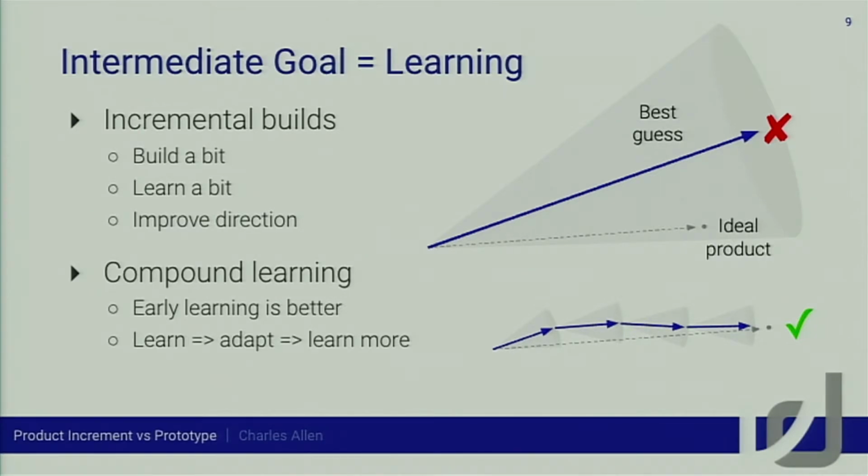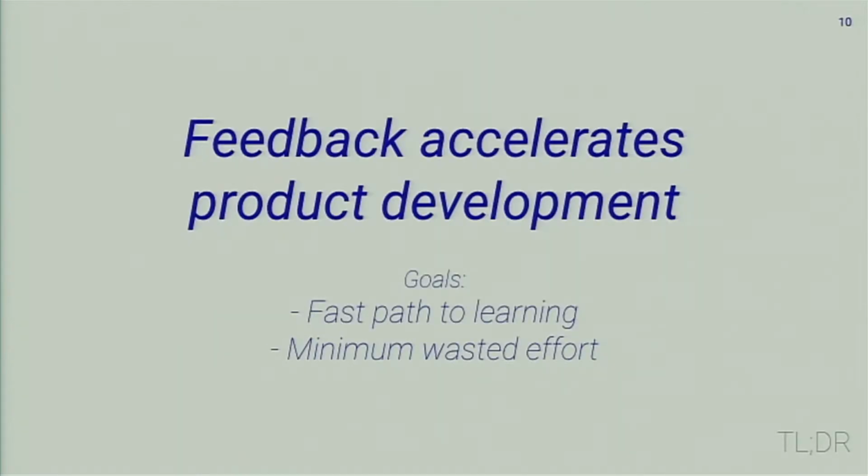So today's talk is about learning. It's about two ways to learn. It's about prototyping and it's about product increments. So to summarize, feedback learning accelerates product development. The faster you learn, the earlier you learn, the more opportunity to learn and increase pace and to improve your direction.